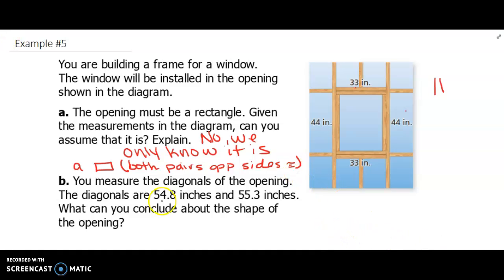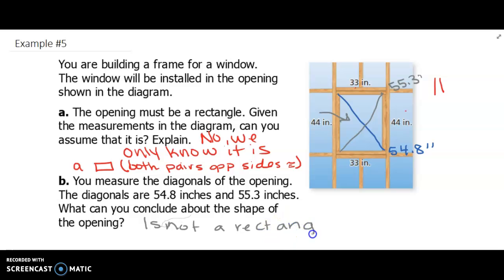All right, now let's look at B. It says you measure the diagonals of the opening. This diagonal is 54.8 inches. Okay? And then we measure this diagonal, and it is 55.3 inches. Now what can we tell is for sure true about this figure? Okay? We know it for sure is not a rectangle, because if it were, the diagonals would be congruent.